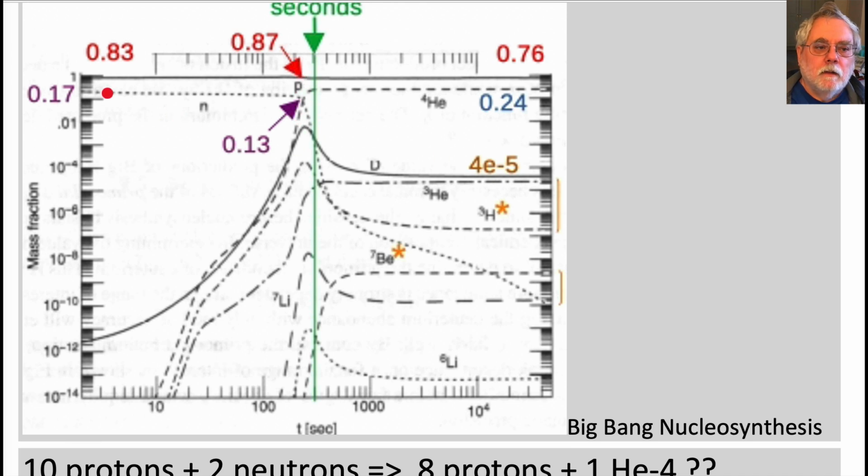About here. The top solid curve is for protons. Protons start out with mass fraction of 0.83 on the left, red number, rise to 0.87 at 230 seconds because some of the neutrons have decayed to protons, and finish at 0.76 on the right. Protons are stable particles, and these protons would later be hydrogen atoms and ions throughout the universe, in cosmic voids, intergalactic medium, interstellar gas, in stars, and on Earth.